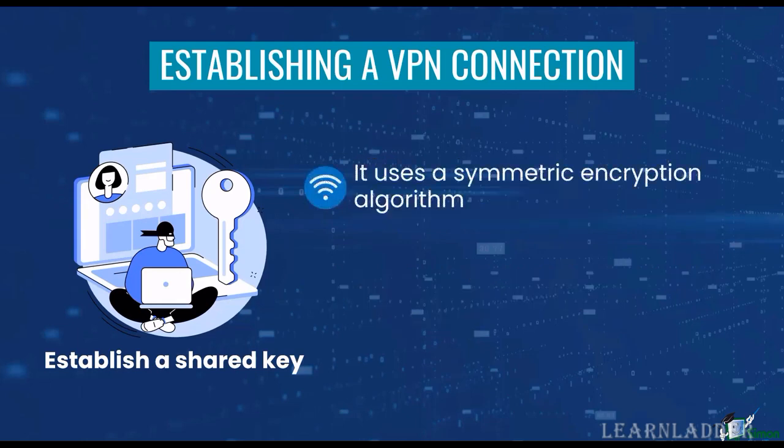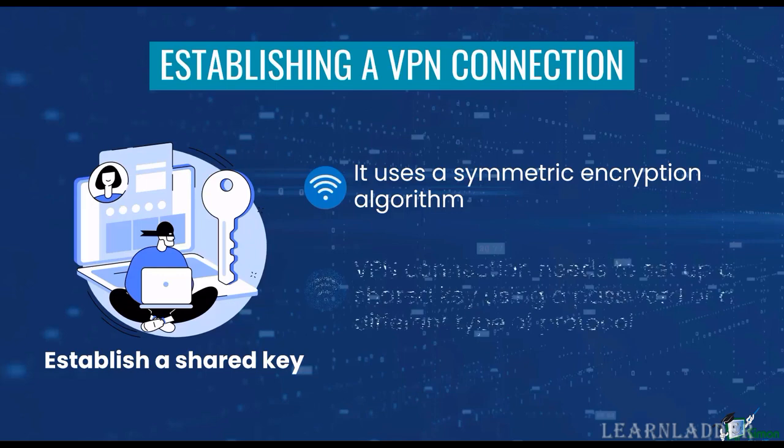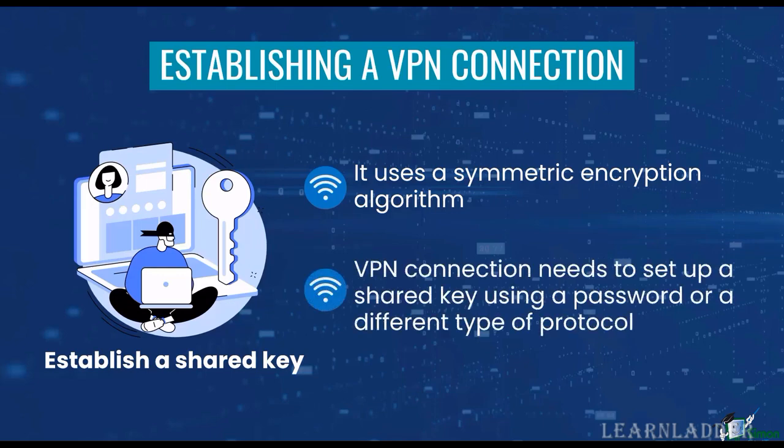Often, for large data transfers like a VPN, you will use a symmetric encryption algorithm, where both the encryption key and the decryption key are the same. The reason for this is that it's more efficient to use symmetric encryption than public key or asymmetric encryption. Initially, the VPN connection needs to set up a shared key. This might be using a password or a different type of protocol. Once you've got that shared key and you both are using the same VPN protocol, you have everything you need to set up a VPN.